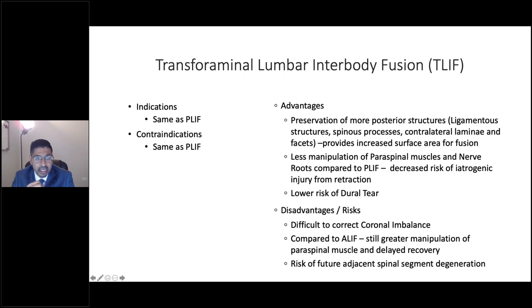The indications and contraindications for a transforaminal lumbar interbody fusion are the same as a posterior approach. The advantages of this approach is the fact that there's less manipulation of posterior structures compared to the posterior lumbar interbody fusion. As such, since you're not dissecting through the erector spinae muscles as much, there's faster recovery and it's less painful. Furthermore, since you are sparing the contralateral lamina and the spinous process, there's more posterior structures which allow for greater fusion rates due to the larger footprint. Similarly, the disadvantages of the TLIF procedure are once again difficulty correcting coronal imbalances and relatively high rates of adjacent level disease. Next slide, please.